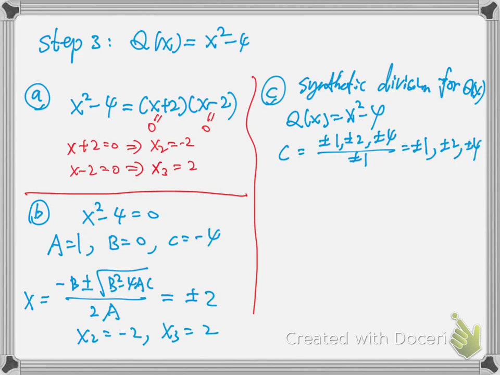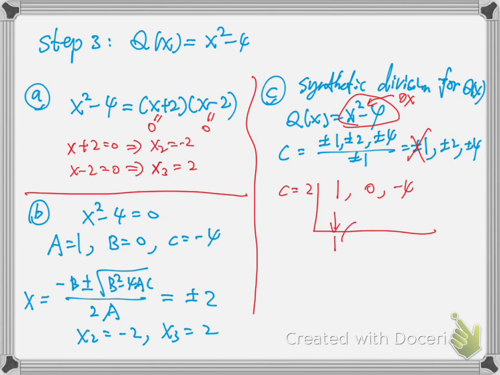Now I'm going to jump to c equals 2 because I know c equals 2 will give you a remainder 0. You can check that c equals 1 and negative 1 don't work. Because I don't have enough space, c is 2. So now what's q? The top line for q is 1, 0, negative 4. There's no x term, so there's a 0x. So we have 3 numbers for degree 2 q for synthetic division.